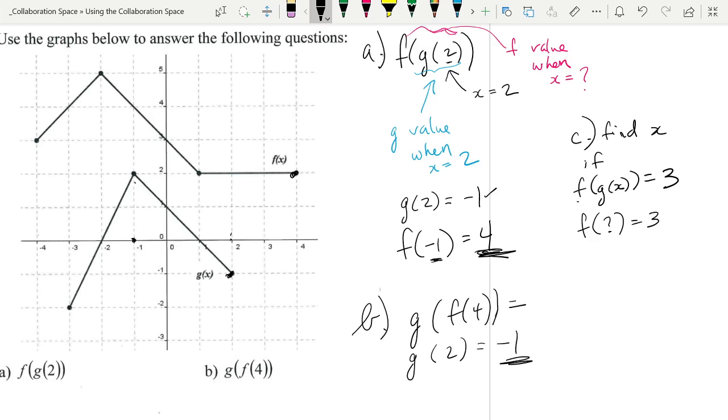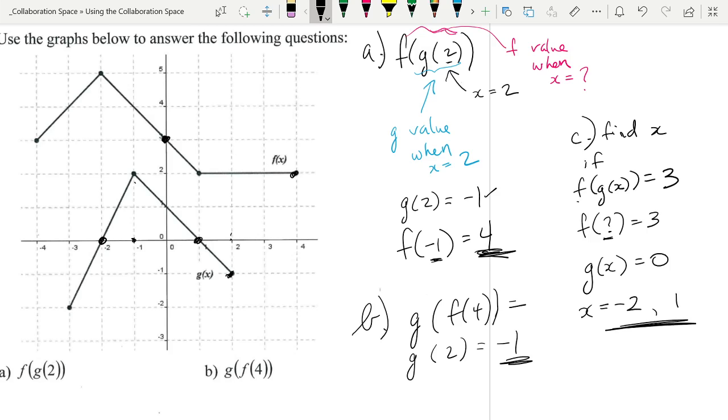f of x has a y value of 3 when x is 0. So that means this inside here must be 0. That means g of x must be 0. When does g of x have a y value of 0? Aha! Here and here. So x actually has two answers. It could be -2 or 1. Both of those are true answers.